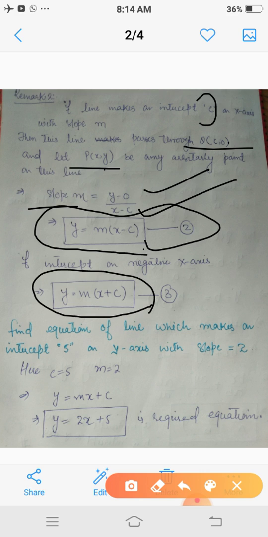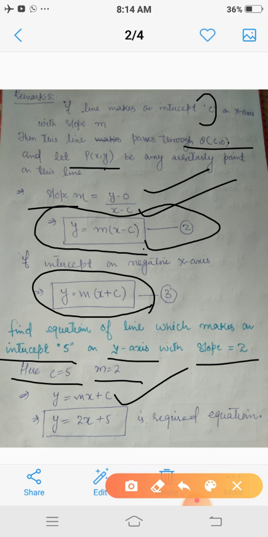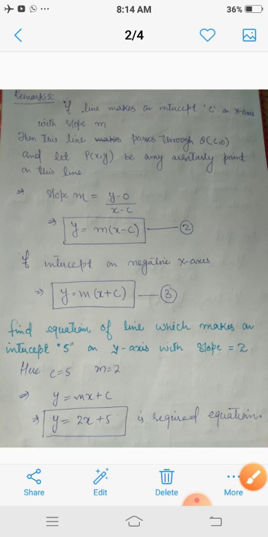Like if we consider an example, find the equation of the line which makes an intercept 5 on the y-axis with slope equals 2. Here c equals 5 because c is positive, that is 5, and m equals 2. Substituting in y equals mx plus c, we simply get y equals 2x plus 5, which is the required equation of this line having slope 2 and making an intercept 5 on the y-axis.